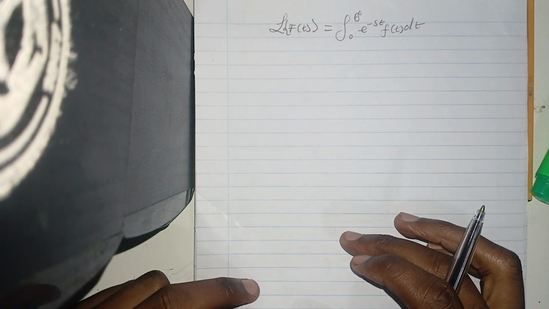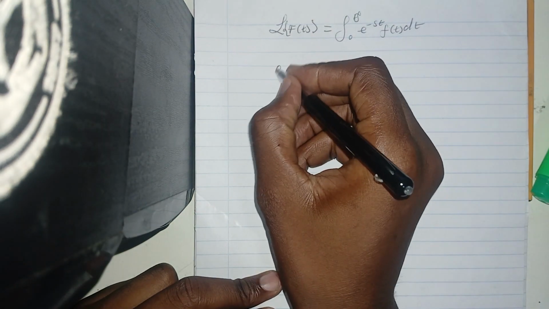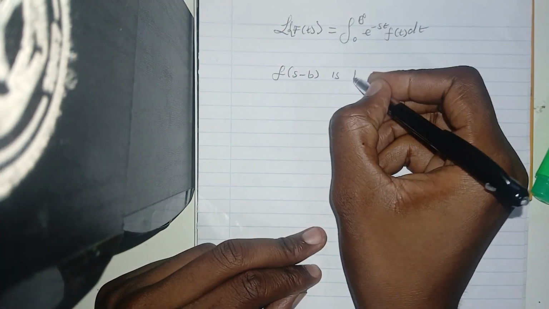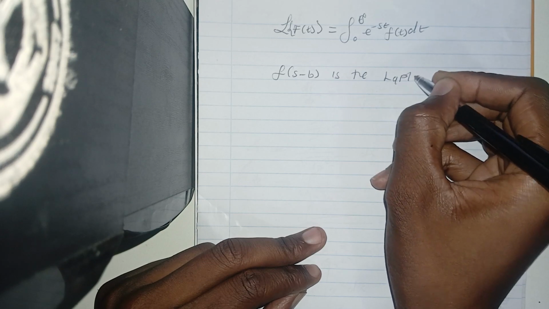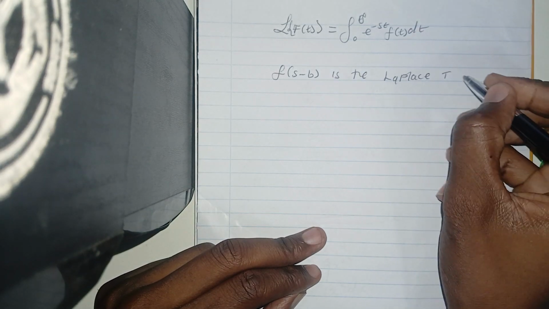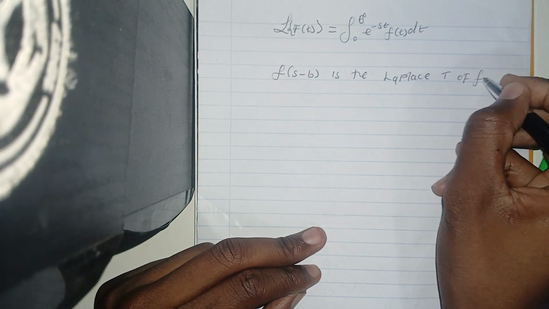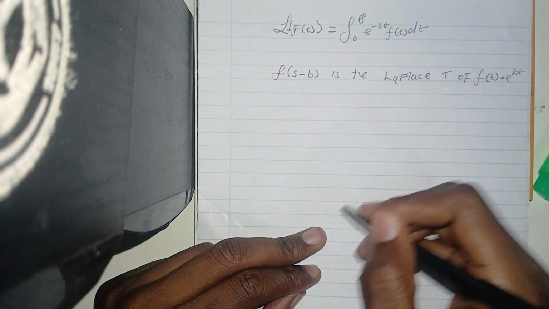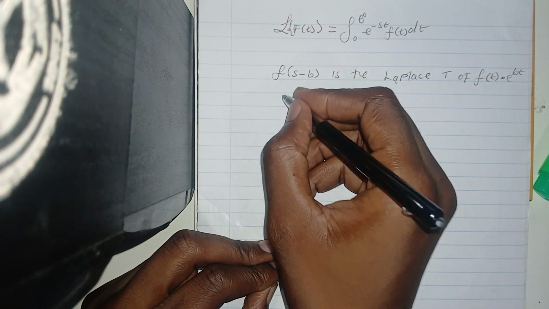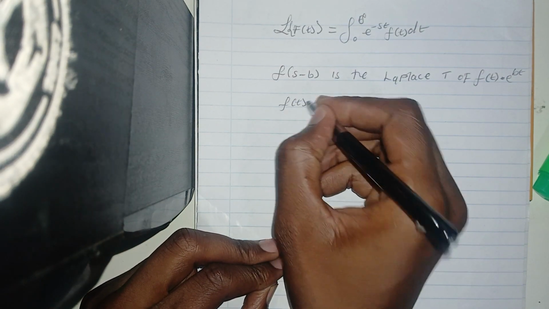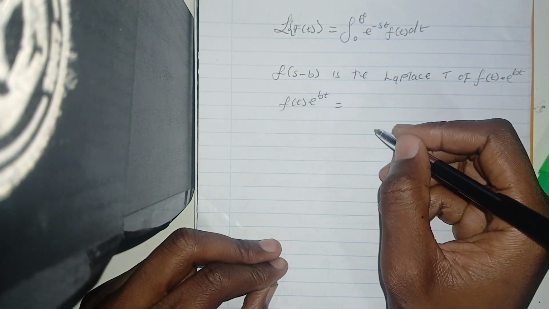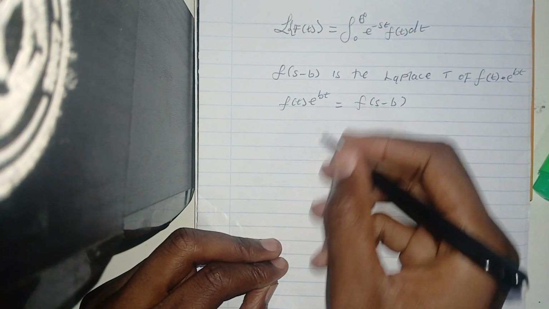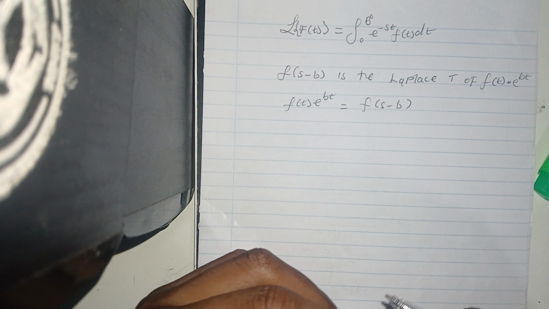We all know that F of s minus b is the Laplace transform of f of t multiplied by e to the power bt. So now that means if you are given something like f of t e to the power bt, the Laplace transform of this, you need to apply this. So that's what you have to do.